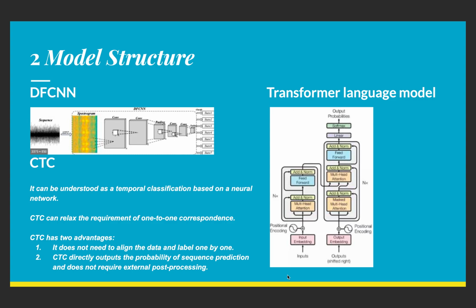And for the final one, the CDC, it can be seen as a temporal classification based on a neural network. And the CDC has two advantages. It does not need to align the data and label one by one, and also it directly outputs the probability of sequence prediction and does not require external post processing.